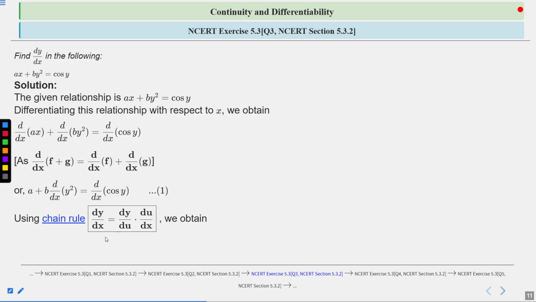Now using chain rule, which is basically dy by dx will be equal to dy by du into du by dx, we obtain d upon dx of y square will be equal to 2y dy by dx, and d upon dx of cos y is basically minus sin y dy by dx. Let us assume this as equation 2. Clear?